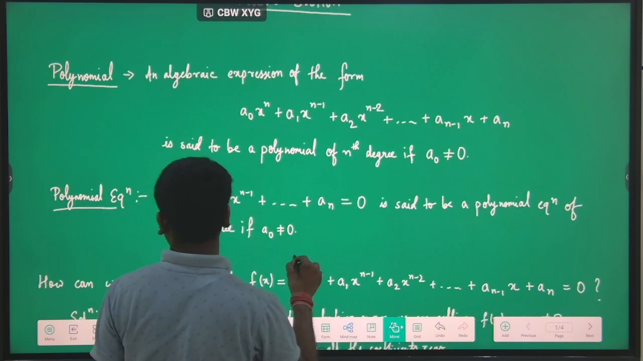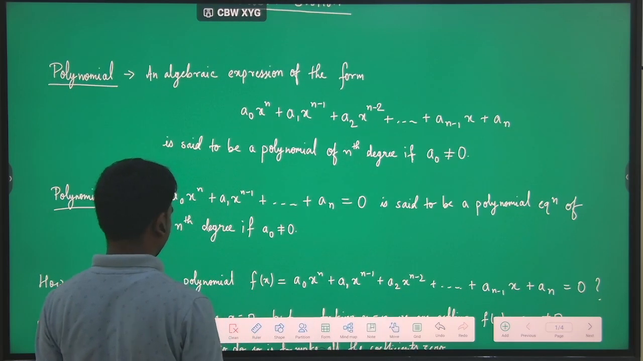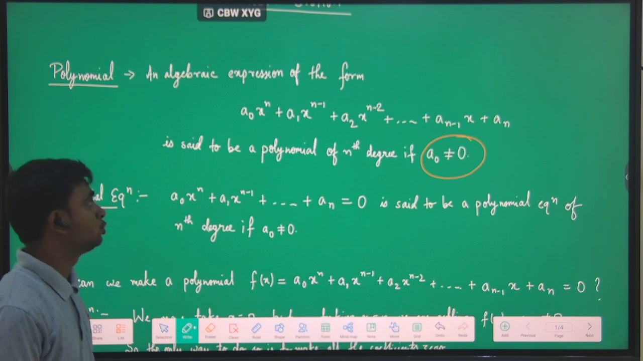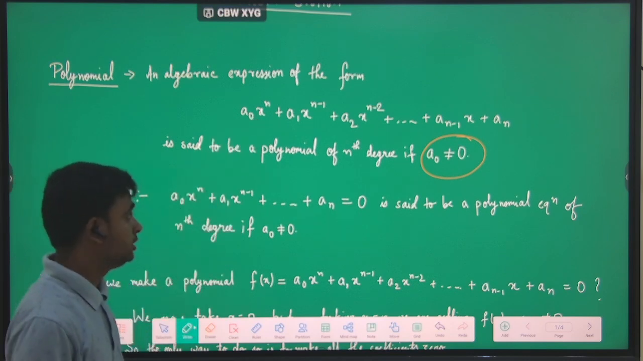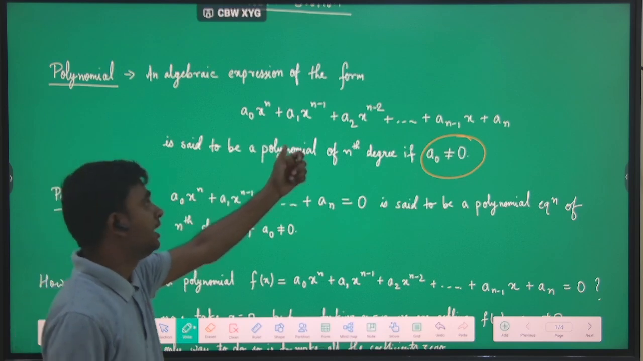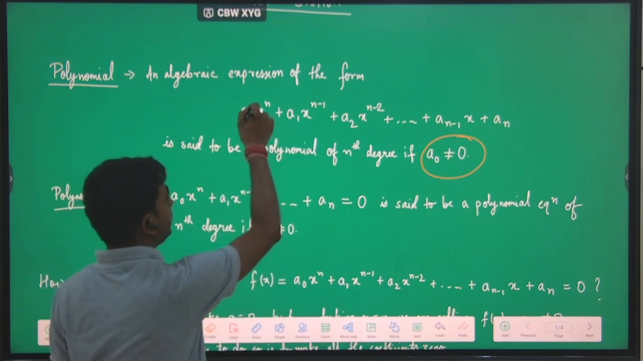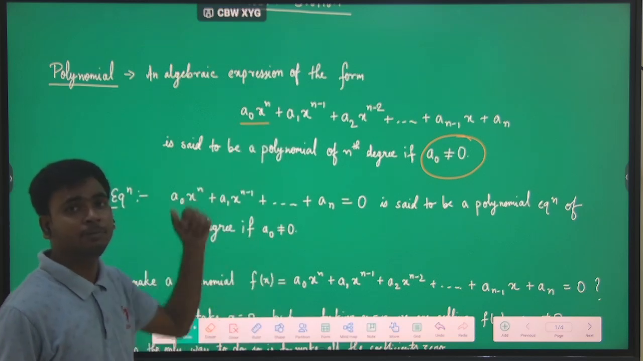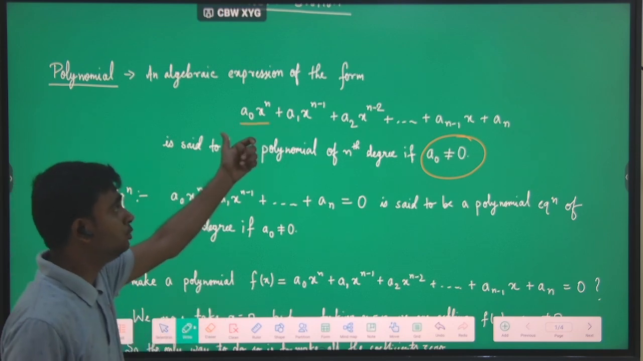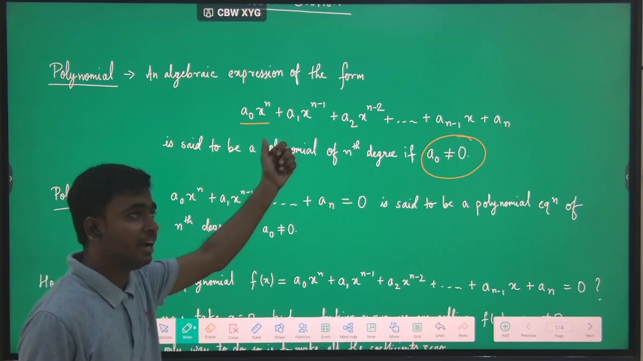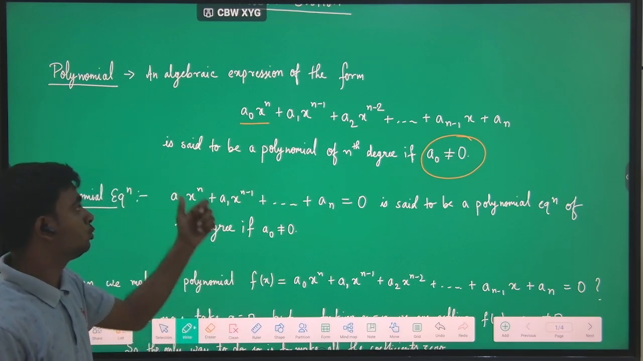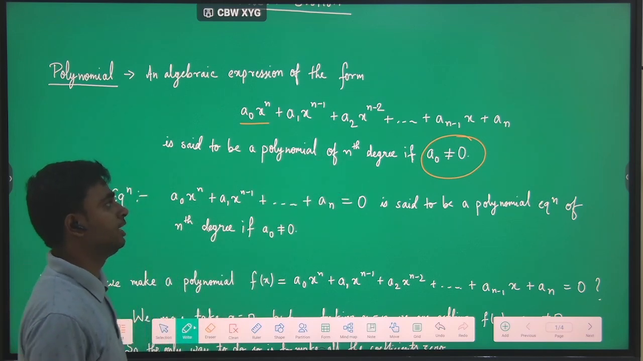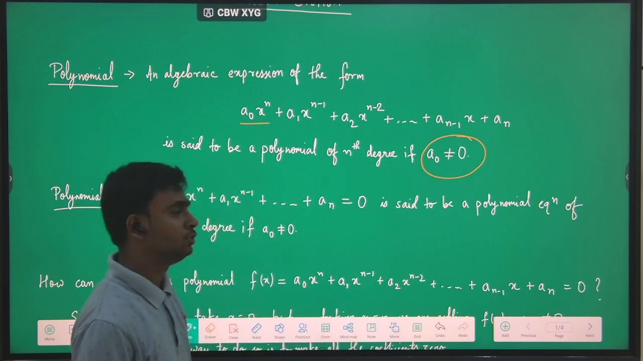So why are we saying this a naught is not equal to 0? Why should this a naught not be 0? If we take a naught as 0, this polynomial will be of n minus 1 degree, because when a naught is equal to 0, this whole term will be 0. Then the leading coefficient will be a1 and the degree of x will be n minus 1. So this whole polynomial will be of n minus 1 degree. That is why we say that a naught should not be 0.